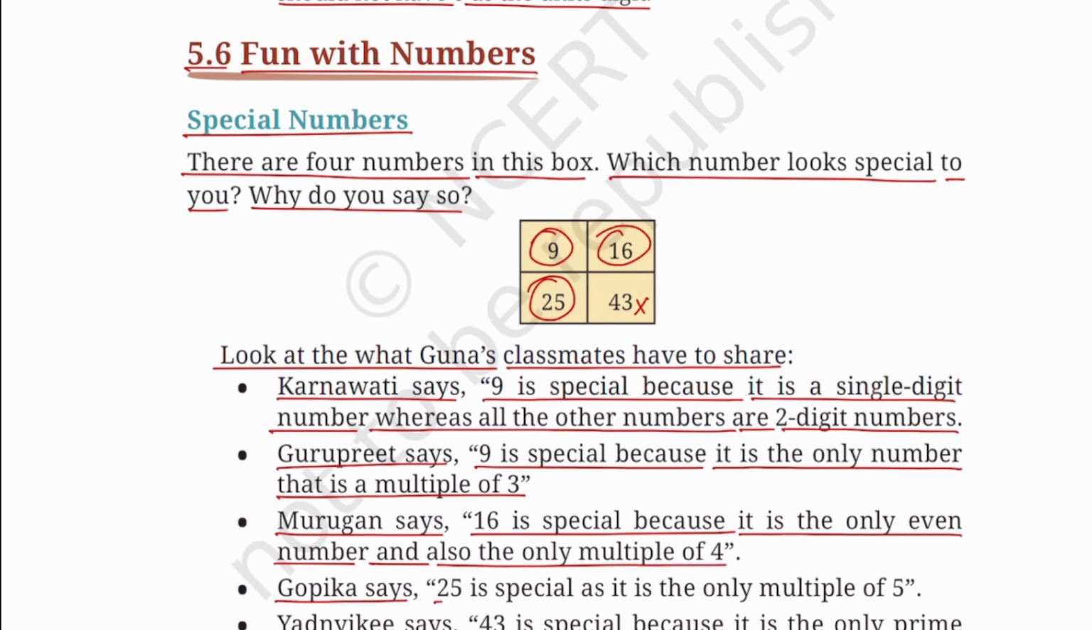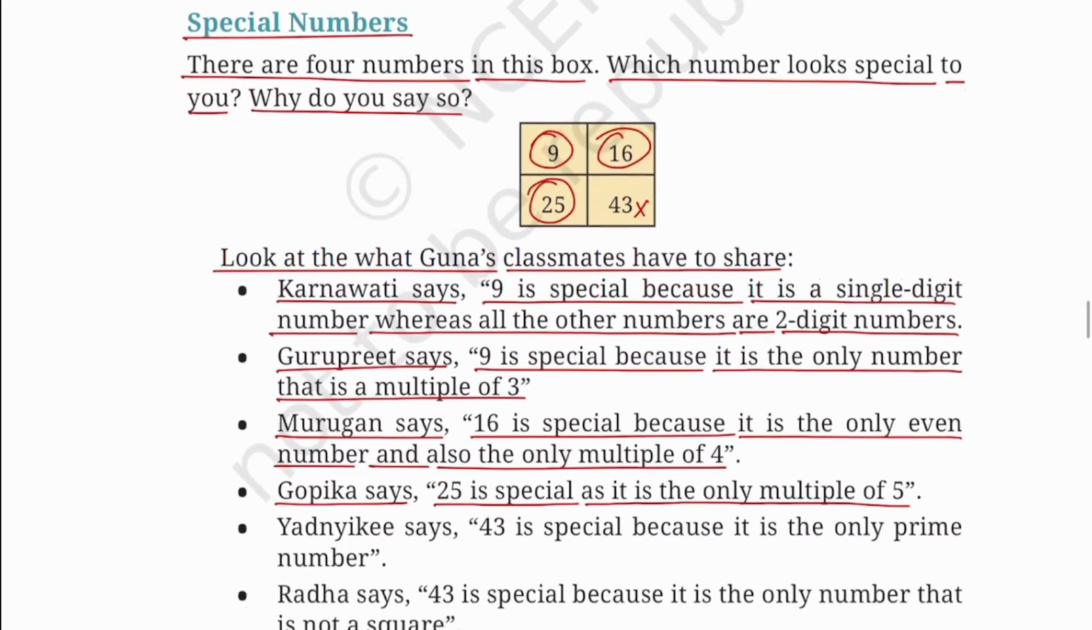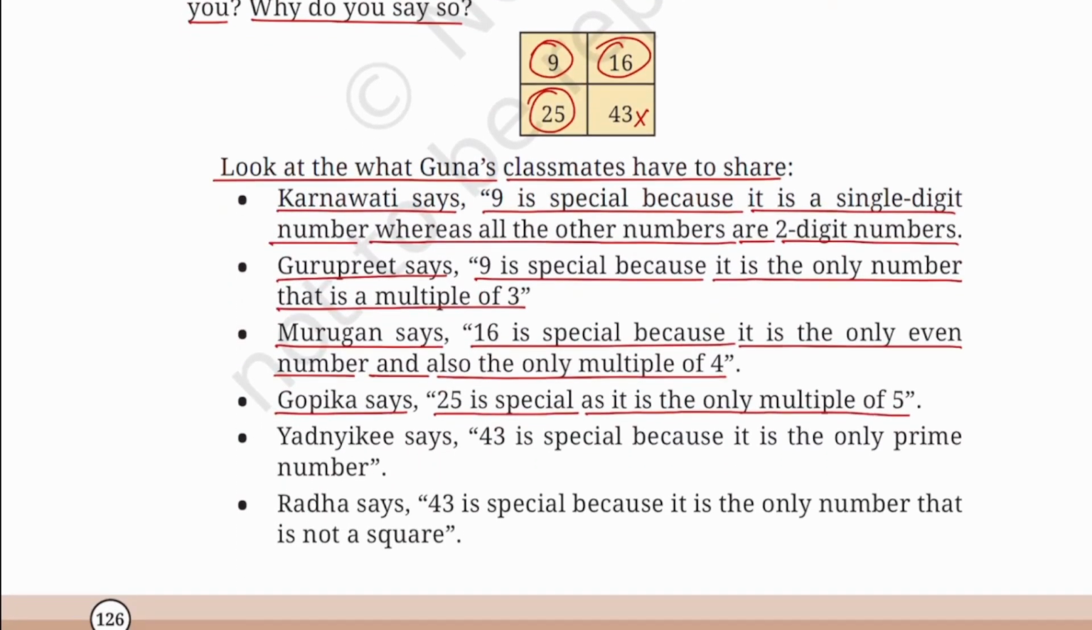Gopika says 25 is special as it is the only multiple of 5. Yagyaki says 43 is special because it is the only prime number. Radha says 43 is special because it is the only number that is not a square.